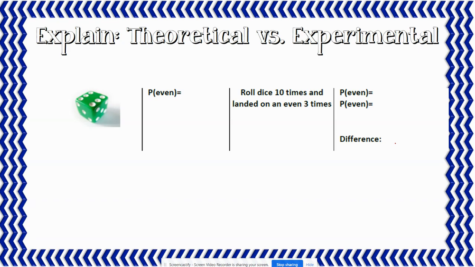Let's check your answers. For the first problem on page 24, the probability of rolling a die and landing on an even number is 1/2. The experimental probability of that was 3/10. So we compared 1/2 to 3/10. Since 1/2 is greater, then my theoretical probability was greater than my experimental probability.